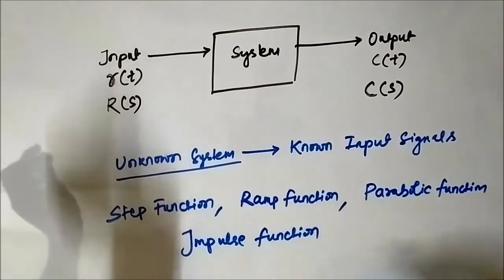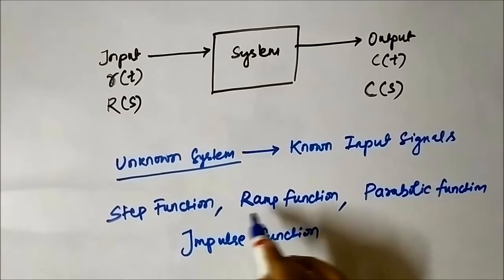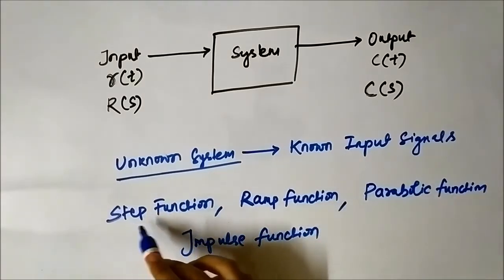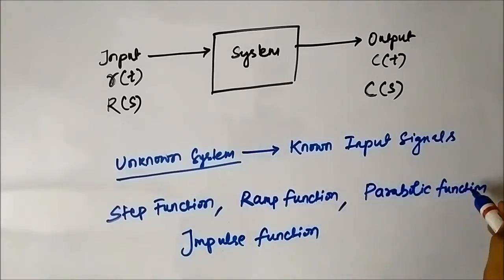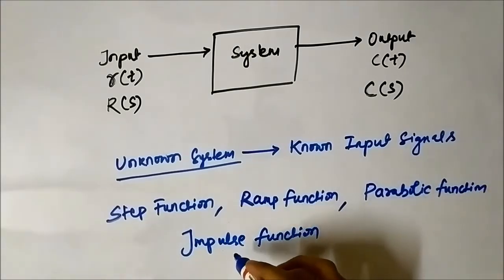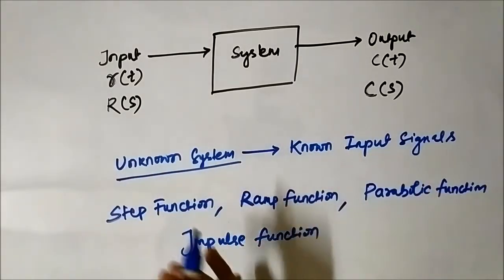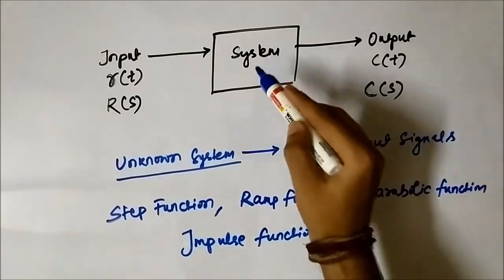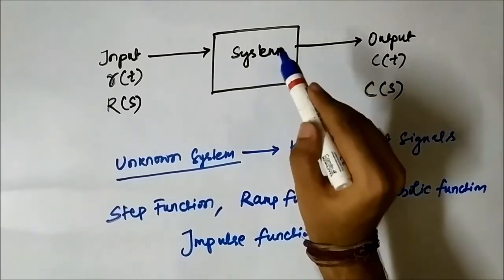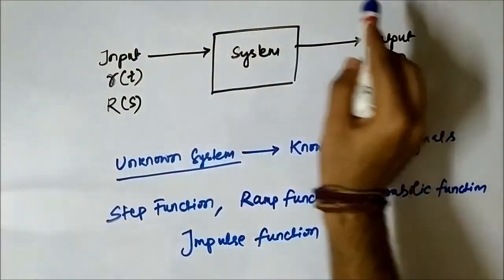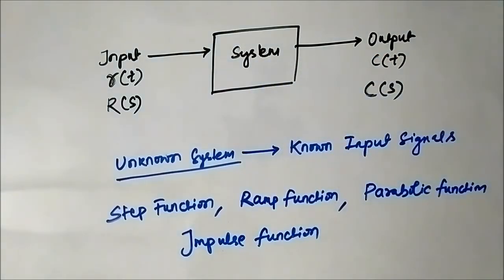So by the application of these known input signals whose characteristics are known, we know the characteristic features of the step function, the ramp function, the parabolic function, and the impulse function. By applying these known input signals to this unknown system, the nature of the output of this unknown system is studied, and that is called time response analysis, which helps in determining the characteristics of the unknown system.